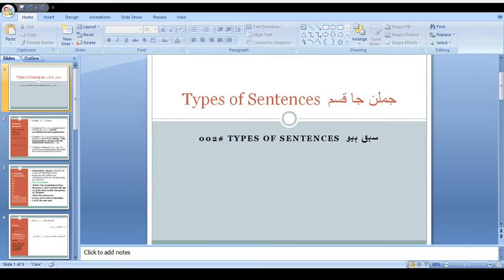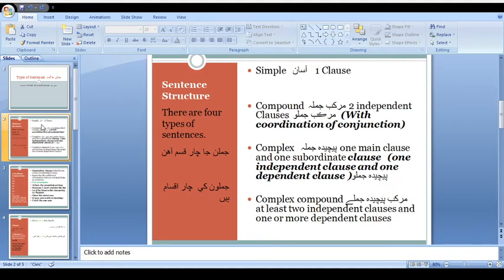So I'll be telling you what the types of sentences are in this one. This is a bit complicated, so I'll be dividing this lesson into two parts, in which the fourth type of sentence I'll be describing in the upcoming lesson. So let's see the types of sentences. You can see here on the screen there are four types of sentences.